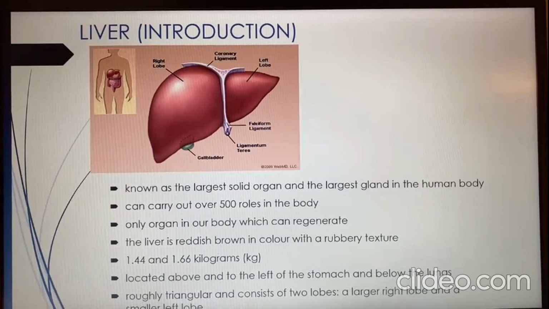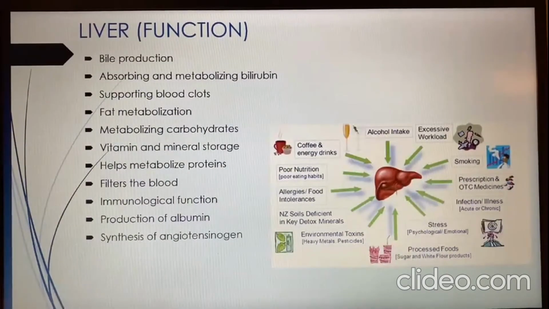So as you can see, the right lobe is the bigger part compared to the left lobe, and in the middle it is divided. The left lobe and the right lobe are divided by the coronary ligament, and then as you can see below, in green color is the gallbladder. Now I will be proceeding with the liver function.